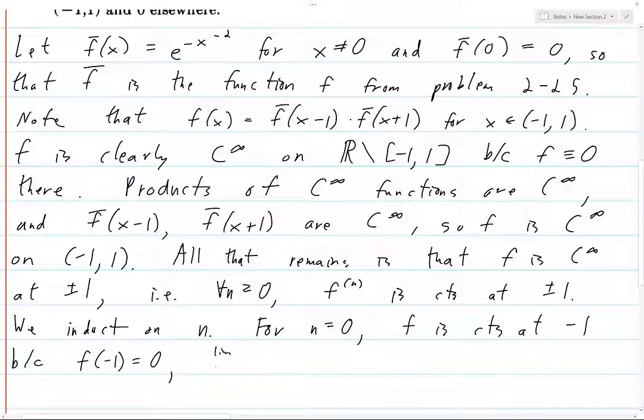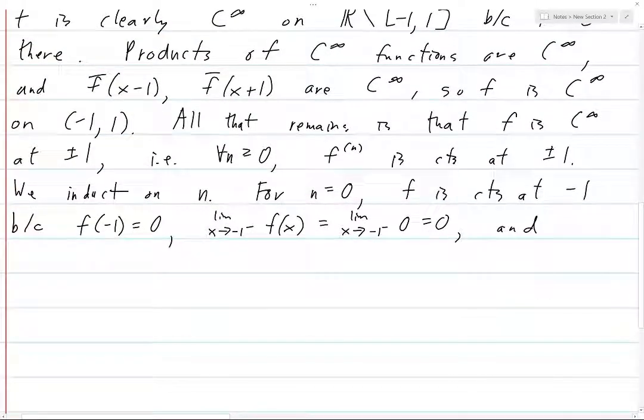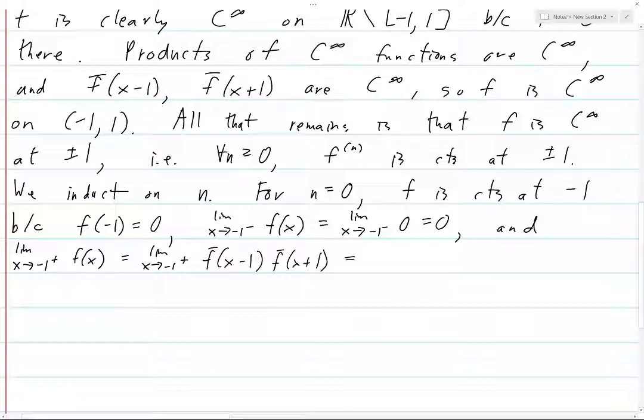Now, if we take the limit as x goes to negative 1 from the left of f of x, to the left of negative 1, the function f of x is identically 0. So this is a limit as x goes to negative 1 from the left of 0, which obviously is 0. And then if we take the limit as x goes to negative 1 from the right of f of x, what we end up with is f bar of x minus 1 times f bar of x plus 1. And what we're going to end up doing here is, because f bar is nice and continuous, we can just go ahead and plug it in.